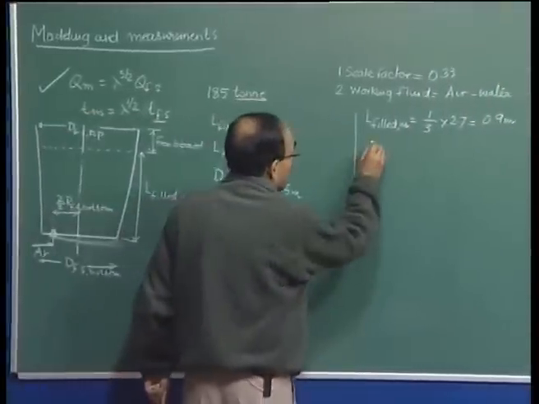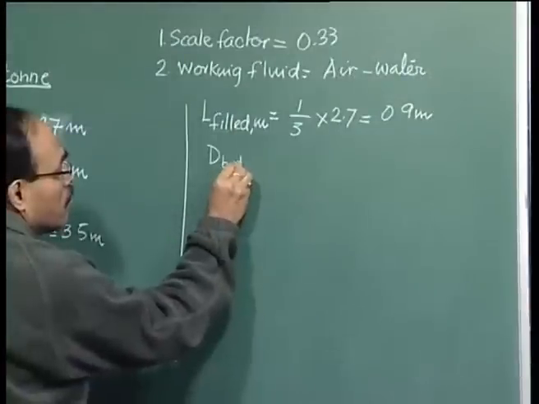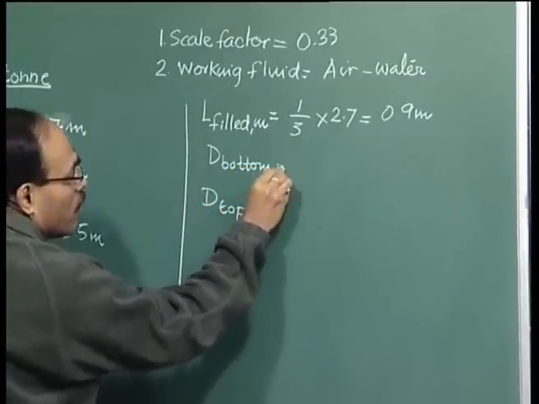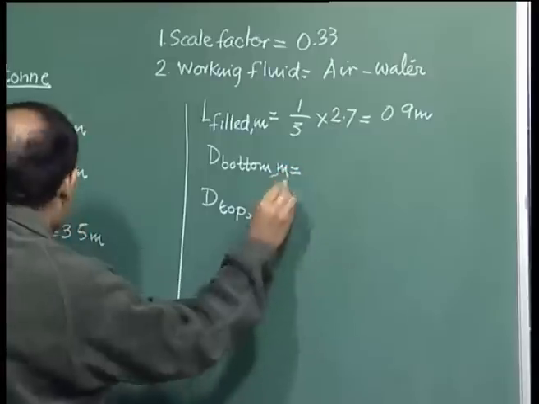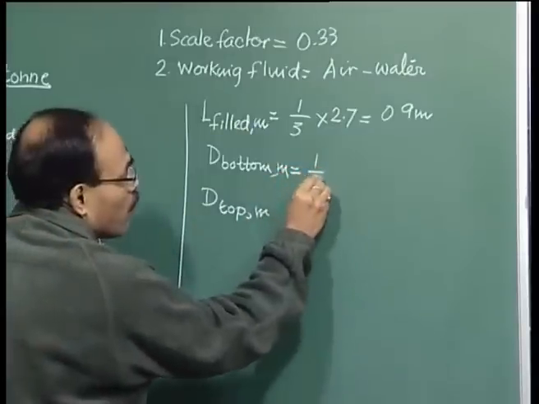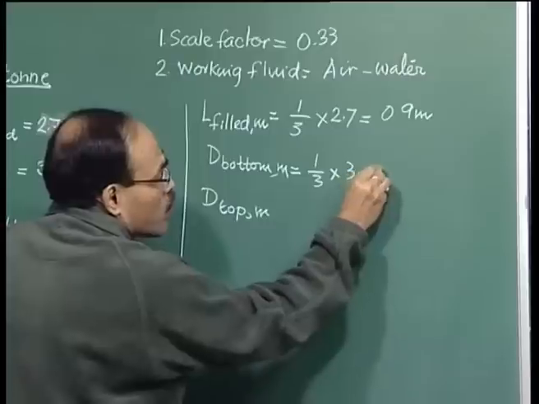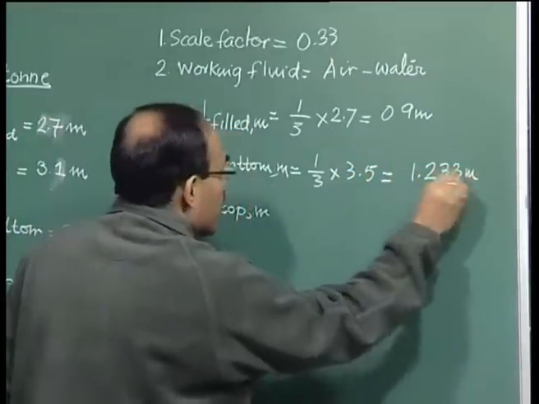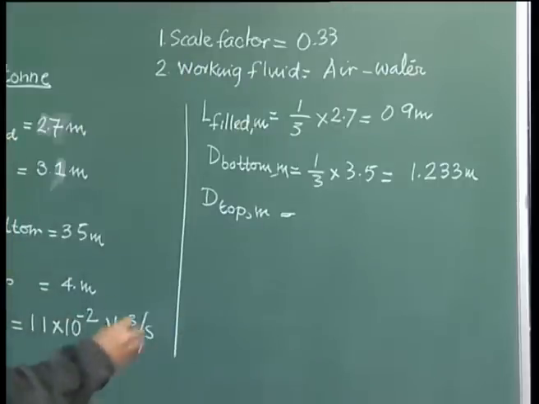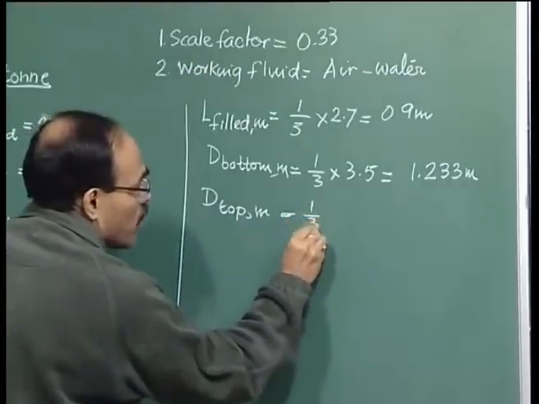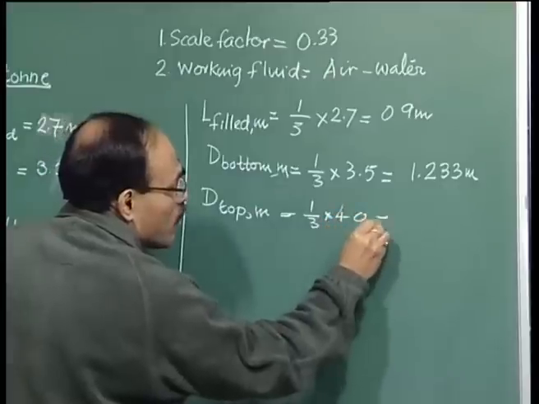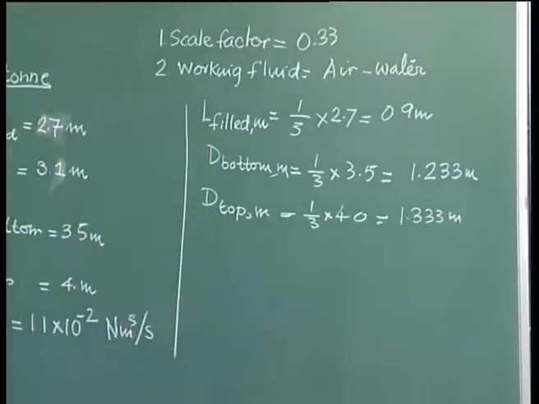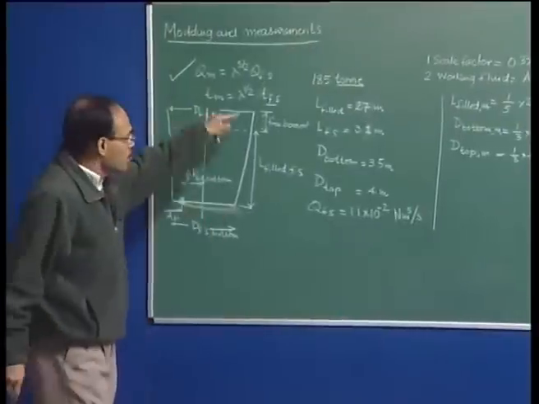Similarly, I can say that d bottom, d top, by the way, my m essentially represents, these are model values. So, 1/3 of 3.5, which is roughly about 1.233 meter, and similarly this is top, which is 4 meters. So, therefore, it is 1/3 of 4 meters, and that is going to be 1.333. We must understand now. So, the geometric features are scaled.